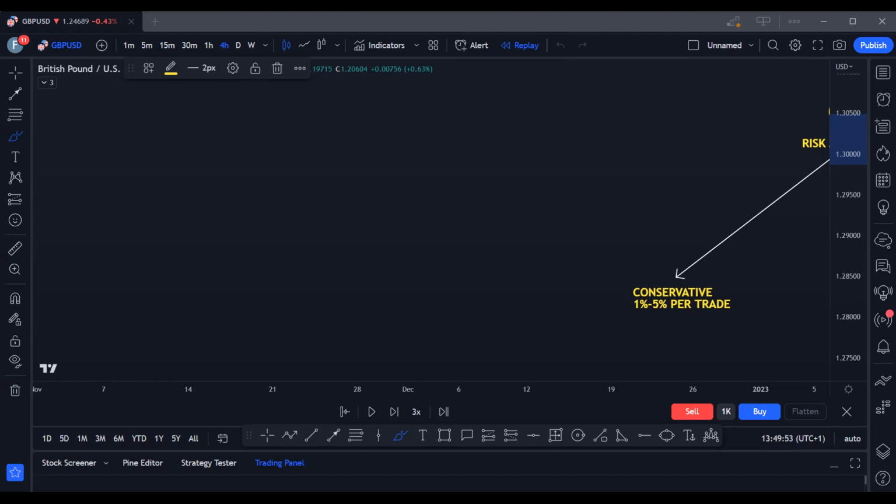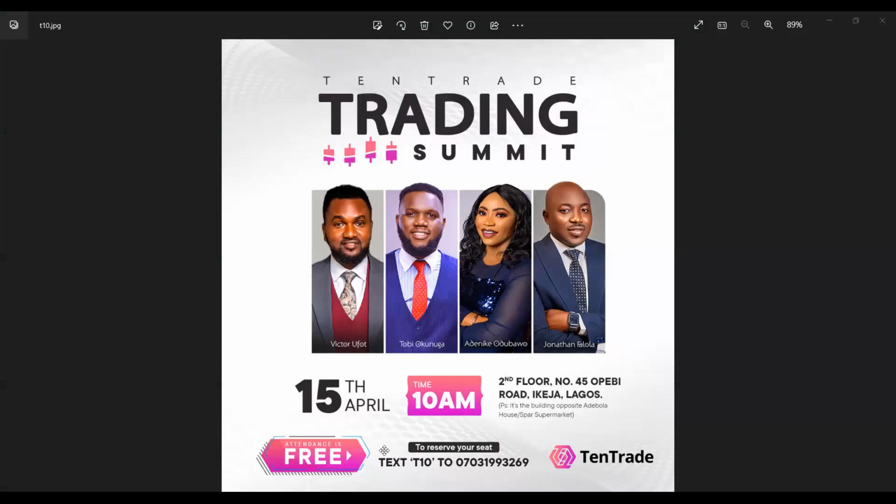Yes, the flyer, I've got it. So this is the 10 Trade Summit. You should see it shortly. Yeah. So 4 amazing individuals: Ford, myself, Adenike, and Jonathan. 15th of April, which is tomorrow, 10 a.m. Nigerian time. This is our office address right here, second floor at number 45 of Kwebi Road, opposite Spa of Kwebi. It's free of charge, but you need to register.